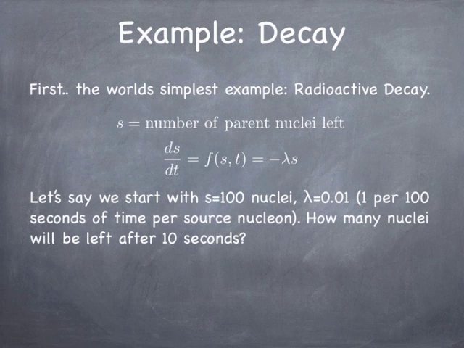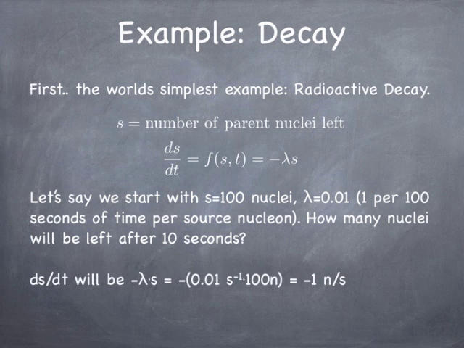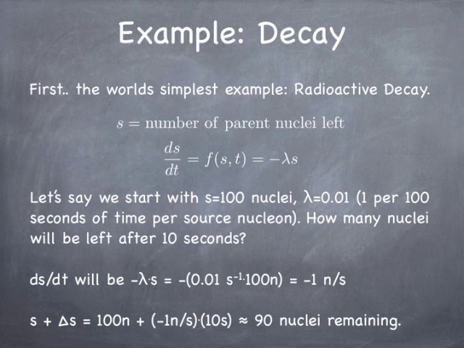Let's say we start with 100 nuclei and we have a lambda of 0.01. That means that you're going to get one decay per 100 seconds of source nuclei. So if you have 100 nuclei to begin with, then you'll get about 1 a second. If you wait for 10 seconds, you're going to lose about 10, and then there'll be 90 left over. That's kind of the crude idea. So let's see how that works.